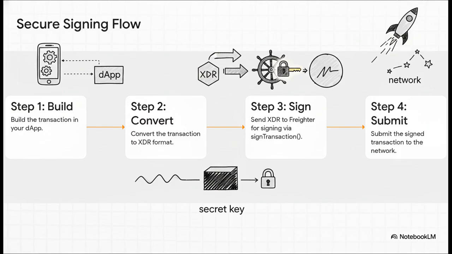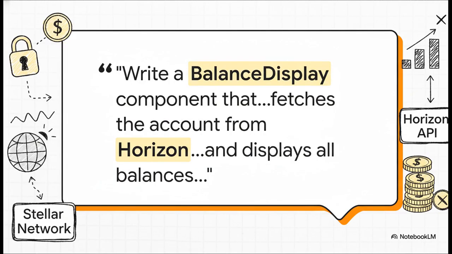The secret key never, ever leaves the safety of the user's wallet. All right, next up, let's show the user their balances. This prompt creates a component that does a few things. It takes a public key, it reaches out to the Horizon API, which is basically Stellar's front door to the ledger, and it fetches all the account data. Then it displays all the token balances, and it even handles the loading and error states for us.